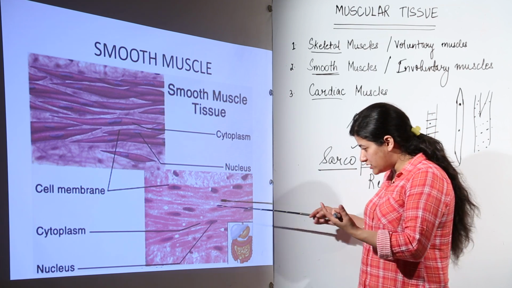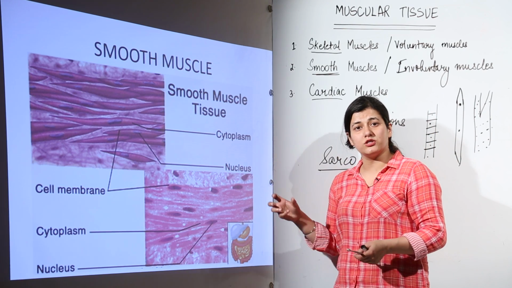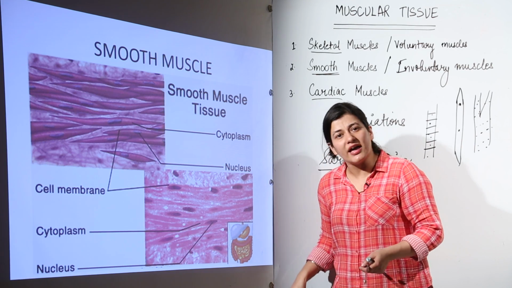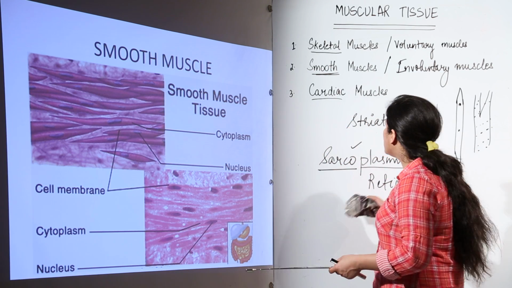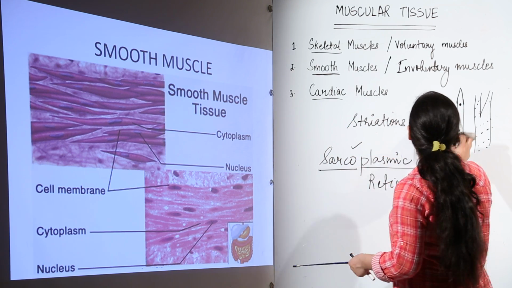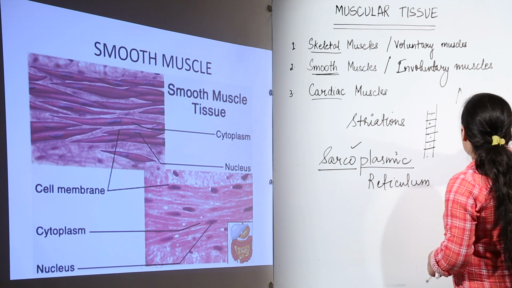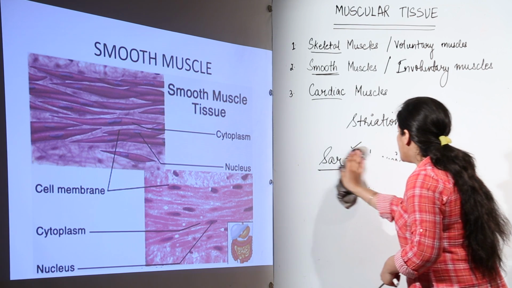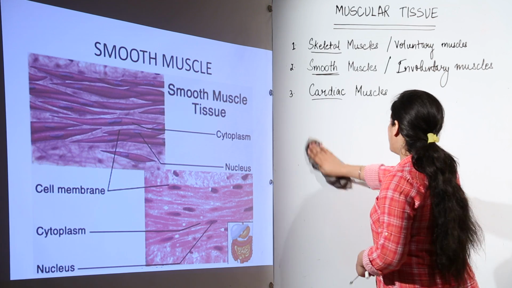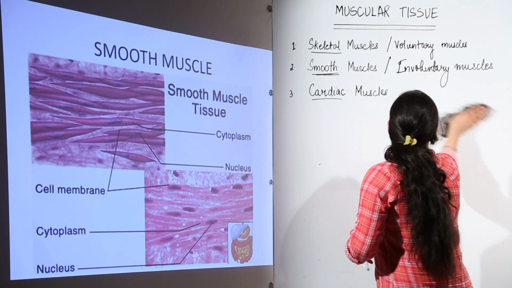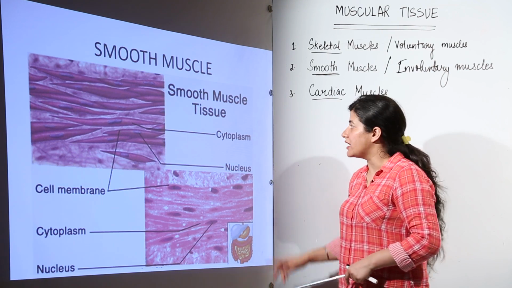So when I say what is the location of these smooth muscles, they would be present in your gastrointestinal tract. The urinary bladder is not under voluntary control. The blood vessels, whichever muscles are present, are not under voluntary control, so they would be the sites where the smooth muscles are present.